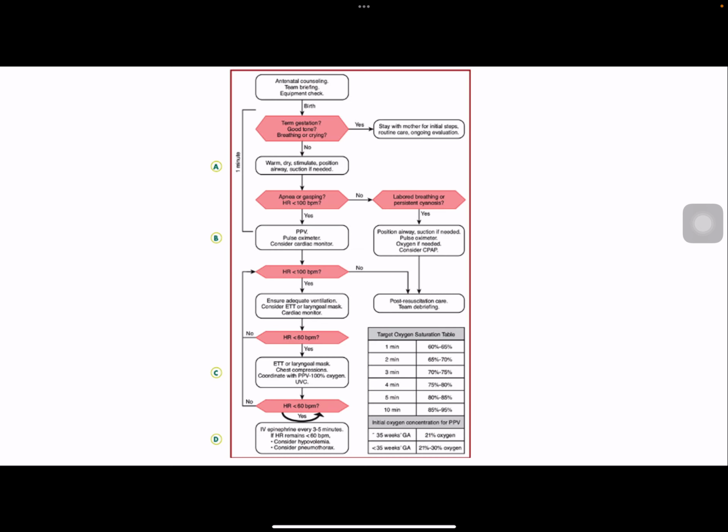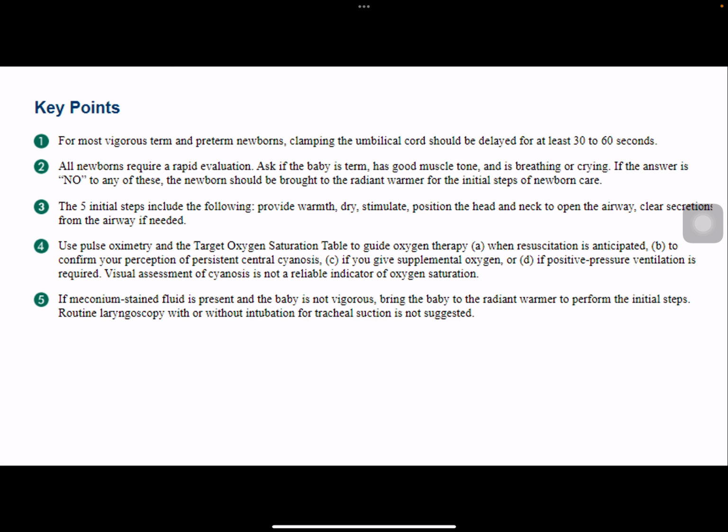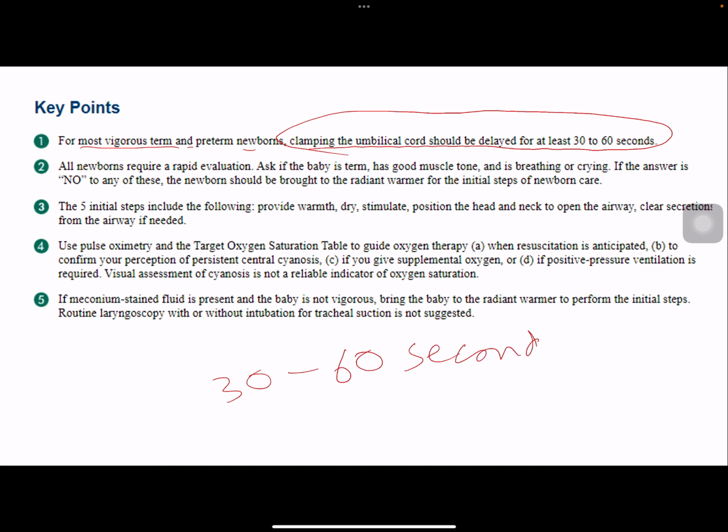So this is the algorithm. The key point: for most vigorous term and preterm newborns, clamping of the umbilical cord should be delayed for at least 30 to 60 seconds. So for most vigorous term and preterm babies, it is 30 to 60 seconds.